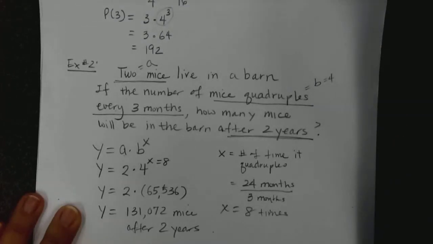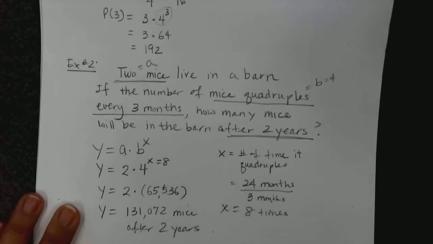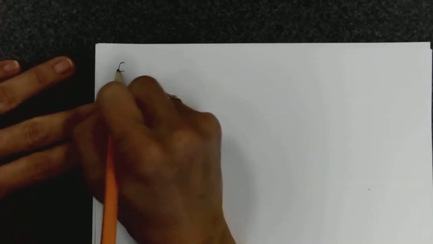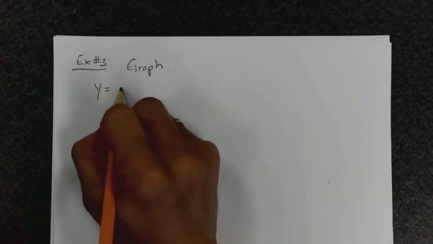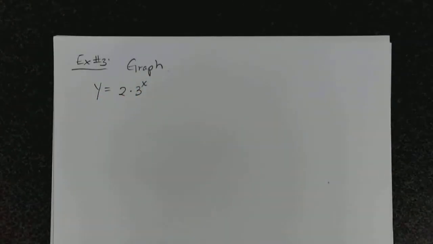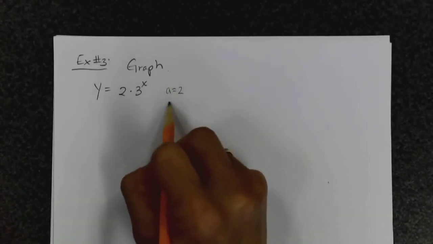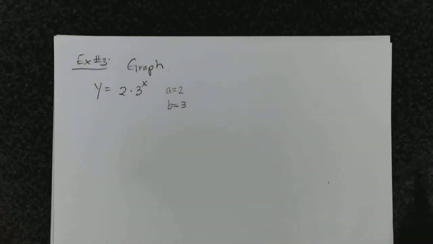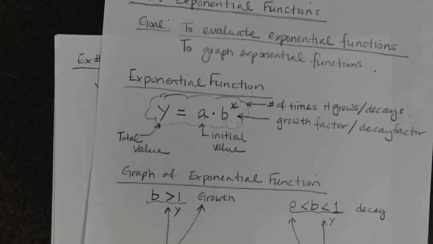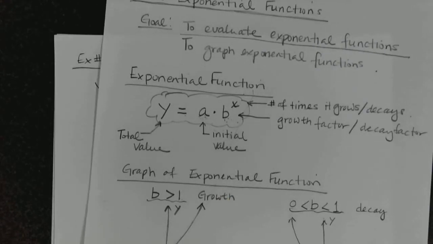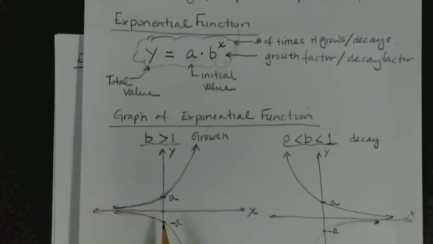So our first goal today was to evaluate exponential functions. The last example will be to graph exponential functions. So in example number 3, we're going to graph 2 times 3 to the x. We know a general idea of what the graph's going to look like. Remember, a is equal to 2, b is equal to 3. And because b is greater than 1, our graph is going to look like this. And the a value being 2, it's going to go through the y-axis at 2.